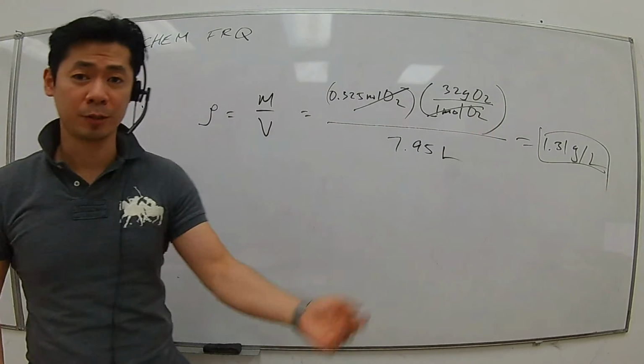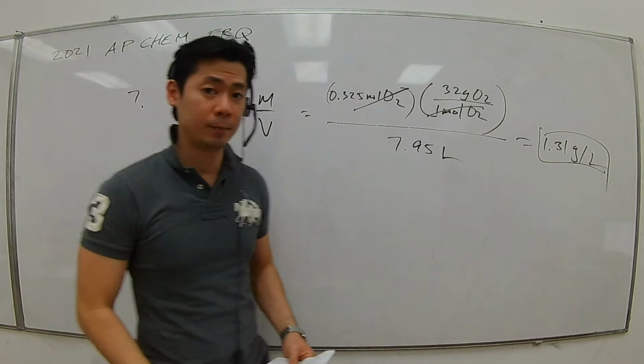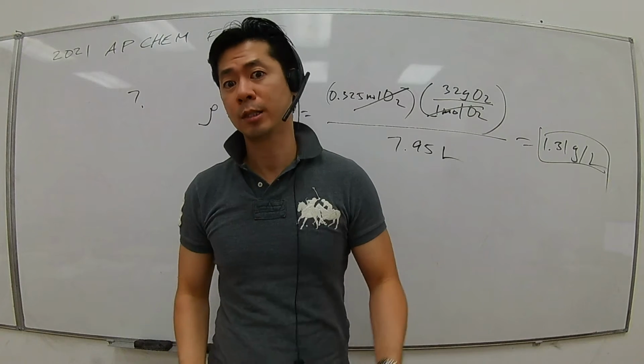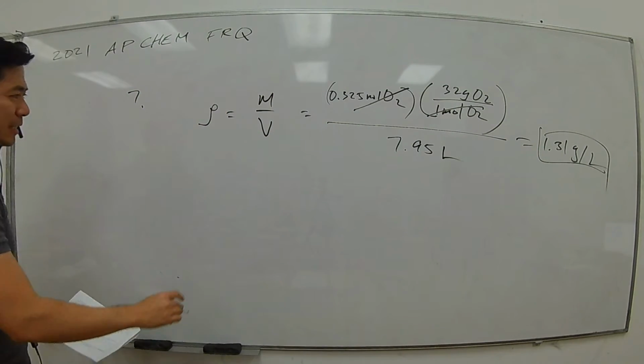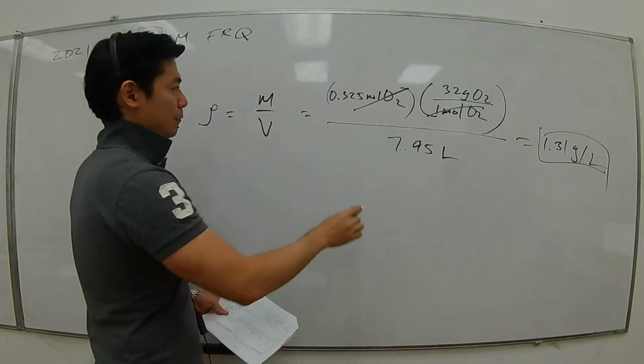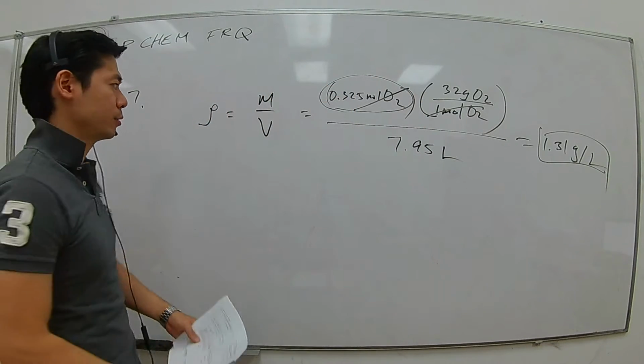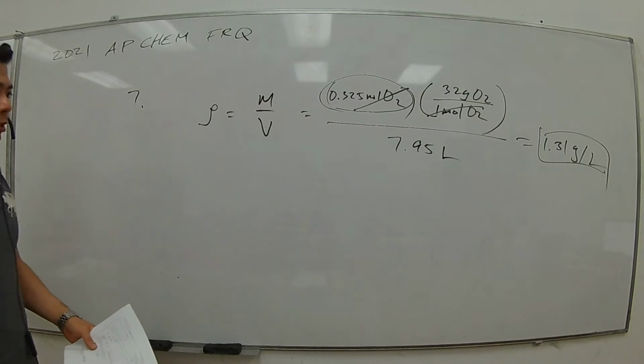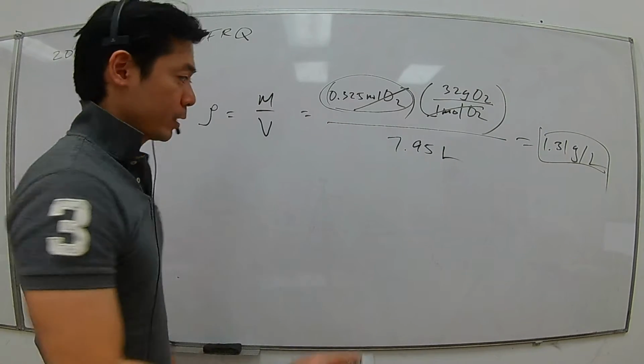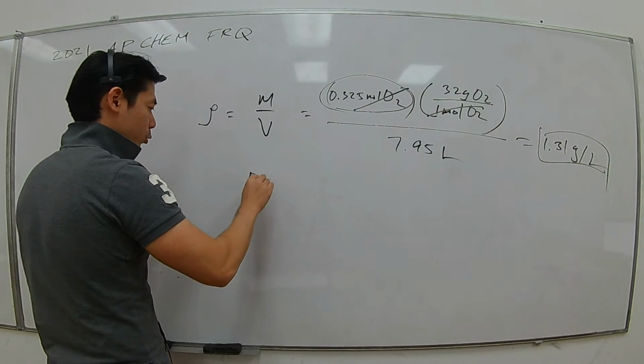Is this the best way to solve this question? Perhaps, but is there a better equation you can utilize? Yes, there is. What if they hadn't provided you with the number of moles here? Can you still get density? Yes, you can. This is how I used to teach my students, guys. I would start with the PV = nRT equation.